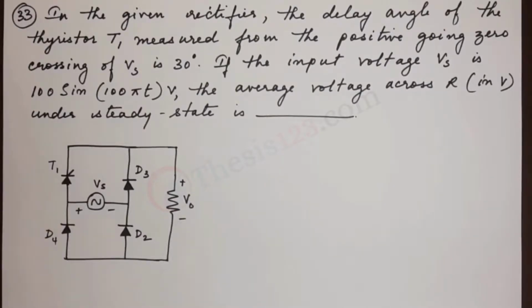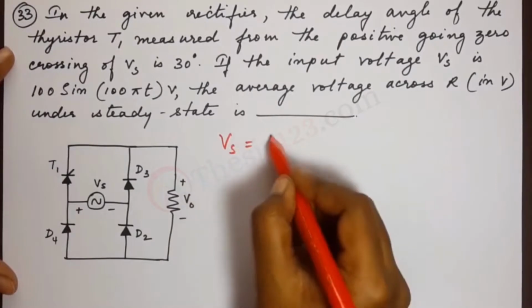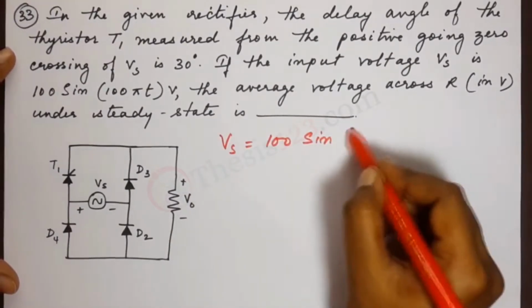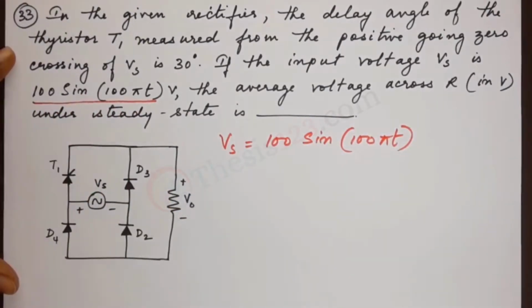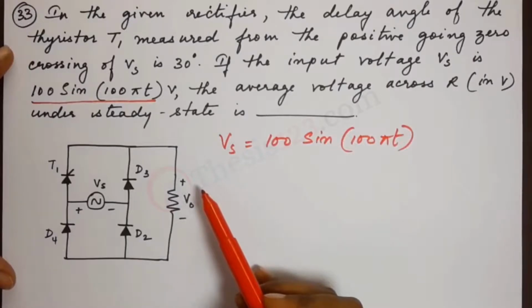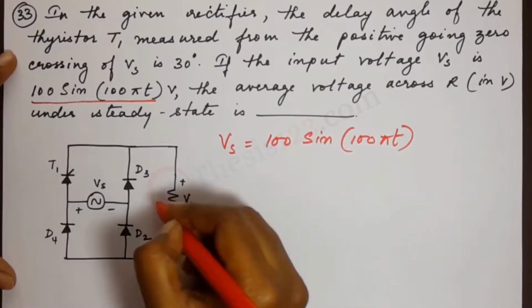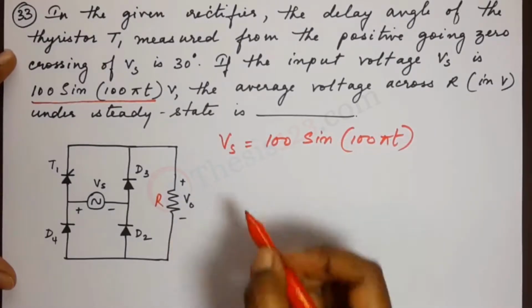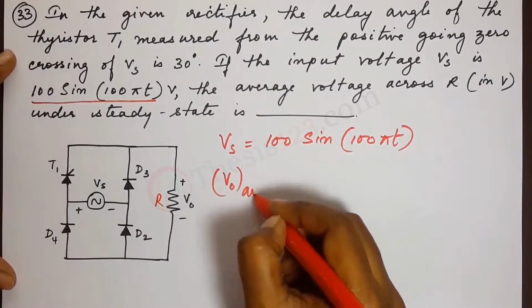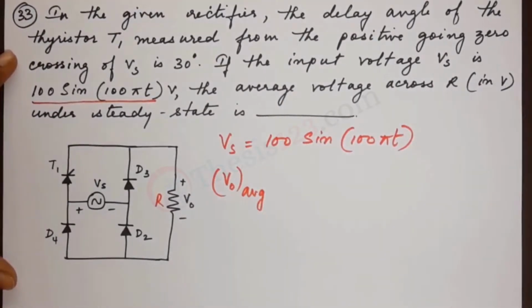Okay. So in the beginning, let's write down what's given. We write down the equation given for the input voltage. Vs is 100 sine 100 pi t. So that's given. Now, in order to find the value, we need to calculate first what V0 could be. So V0 average, we'll calculate the average output voltage.